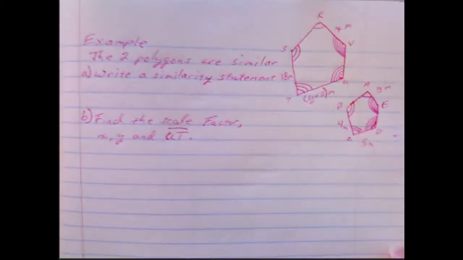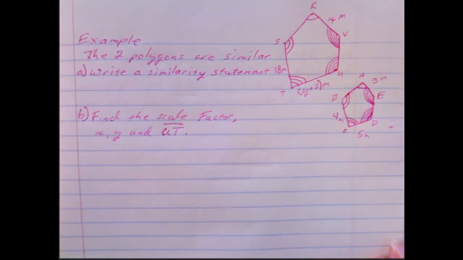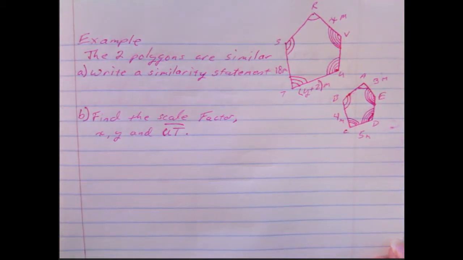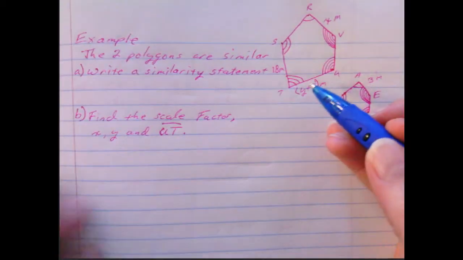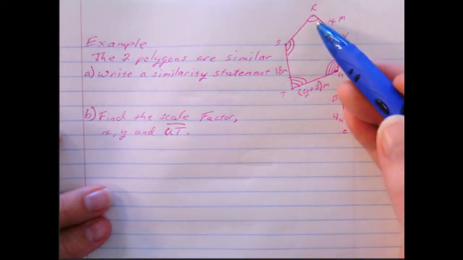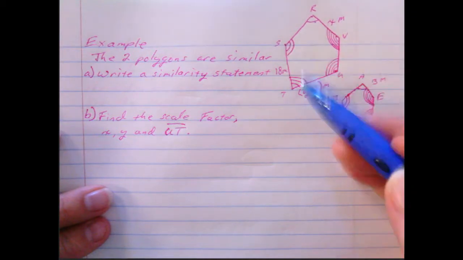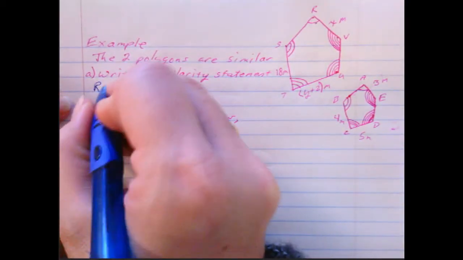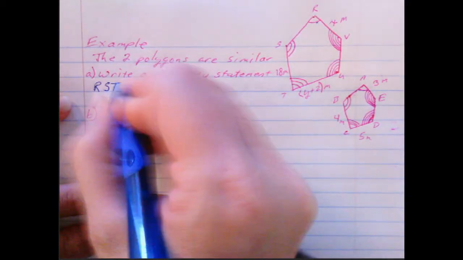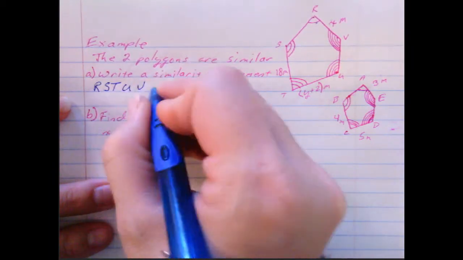So I have another example here for you. The two polygons are similar, so we're going to write the similarity statement first, and then we are going to find the scale factor and the values of x, y, and UT. So first is our similarity statement. If we look at these, I'm going to go around. I see there's 1, 2, 3, 4, 5. So I'm going to write my similarity statement that way. R, S, T, U, V, similar.